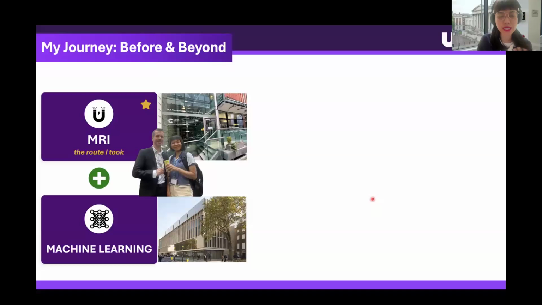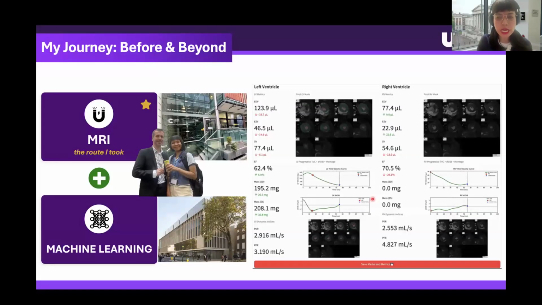So this is where I am now. And my PhD brings together MRI and machine learning. So if you guys can see here, my machine learning is mainly in cardiac imaging. In simple terms, I work with cardiac MRI and I use machine learning to help analyze the heart.